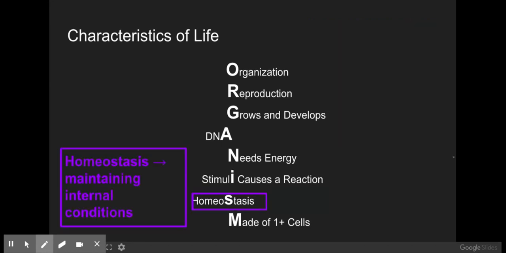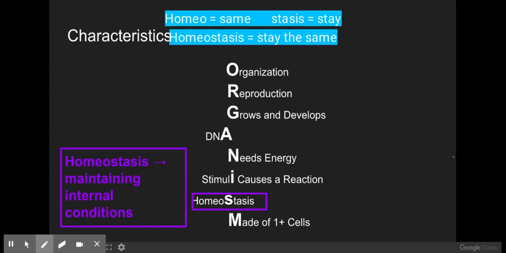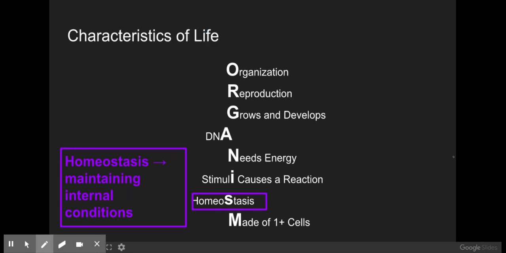Homeostasis. This is just maintaining internal conditions. This is doing stuff like when you're too hot, your body sweats to cool down. When you're thirsty, it means you don't have enough water, so you go get a drink of water to rebalance your water levels in your body. We're going to learn more about homeostasis in another unit.